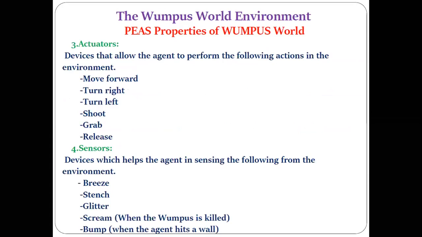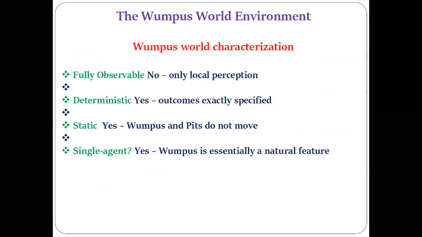Yes, sir. What is the first one? Performance measures. Second, environment. Third, actuators. And last, sensors. What is the performance measure? Add and subtract points, like plus 100, minus 100. Performance measure is related with the scoring of that agent. Scoring.